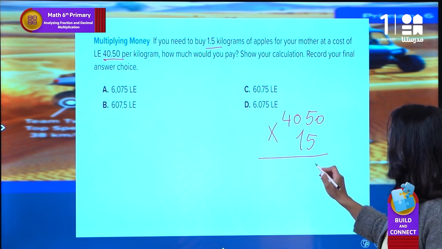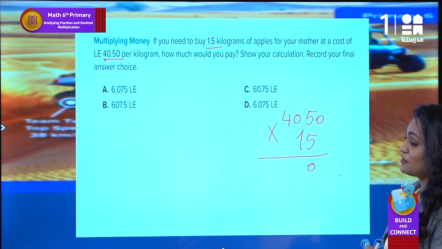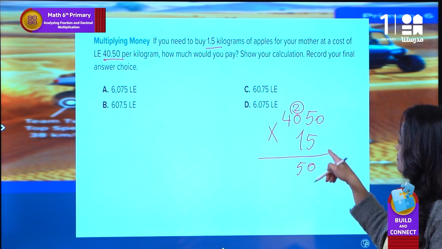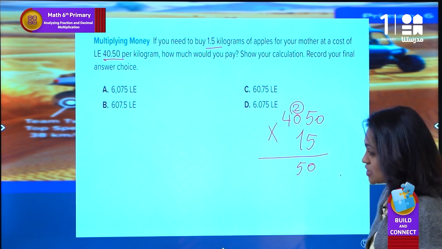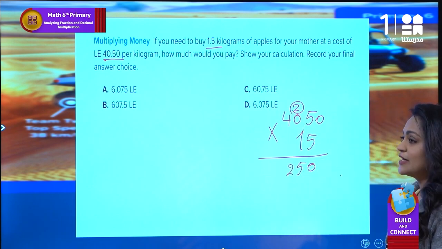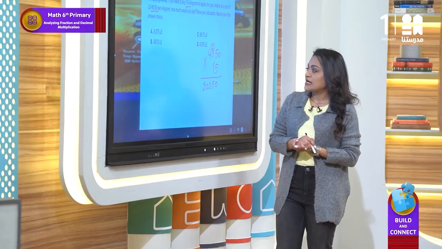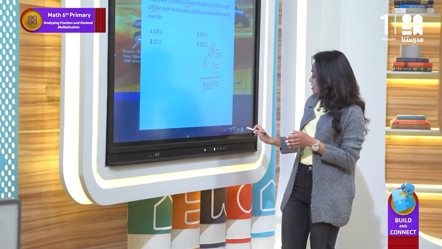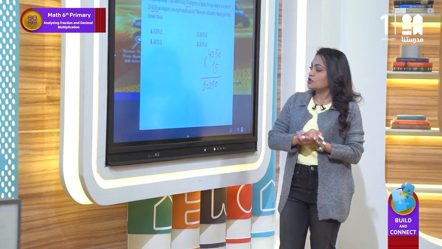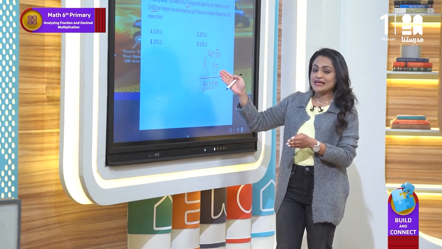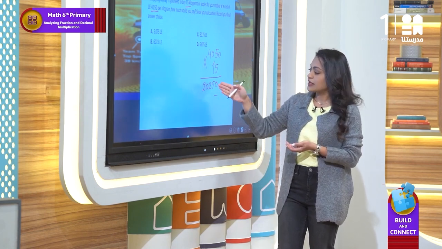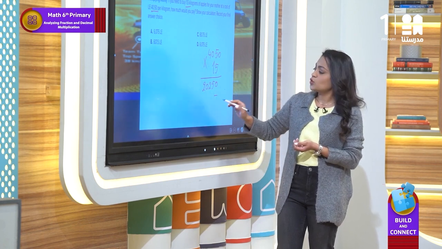5 multiplied by 0, exactly 0. 5 multiplied by 5, good job, 25. 5 and carry 2. And here, 5 multiplied by 0 is 0, plus 2, it's 2. 5 multiplied by 4, good job, it's 20. As long as we are done with the 5, which is the ones, we can erase this one to not be confused. And then we're going to shift to the tens. We leave a space under the ones and write under the tens. 1 multiplied by 0 is 0.